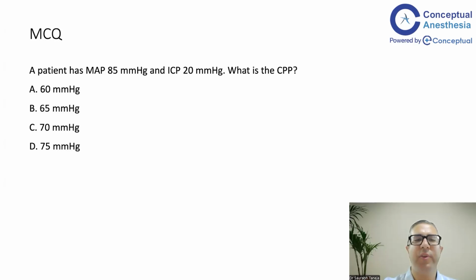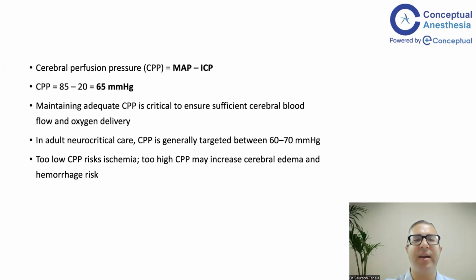So as I told you, we know how to calculate the cerebral perfusion pressure. So a patient has a mean arterial pressure of 85 and an ICP of 20. What is the cerebral perfusion pressure? A very simple MCQ and a very scoring one. The correct answer is 65. That is mean arterial pressure minus the ICP.